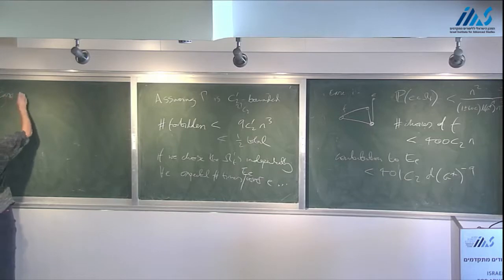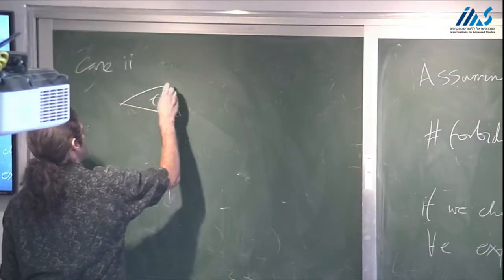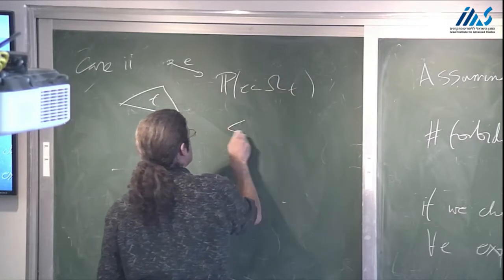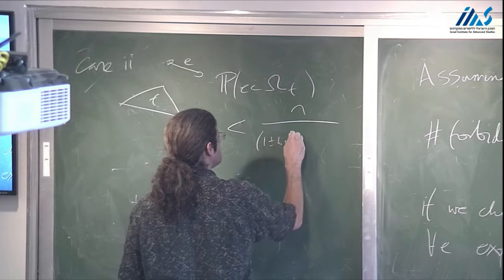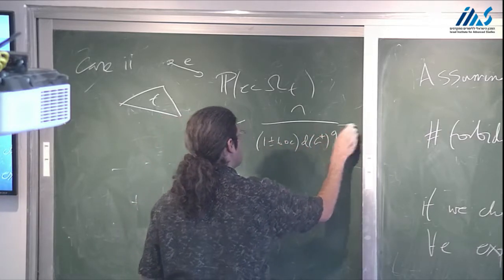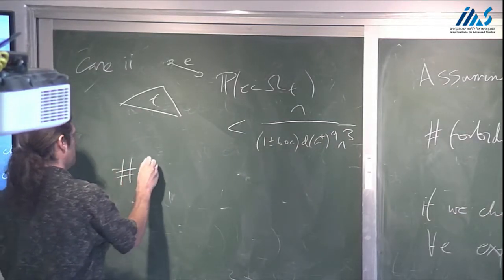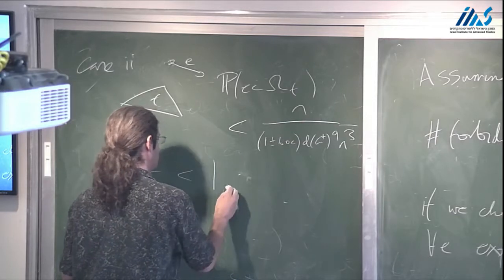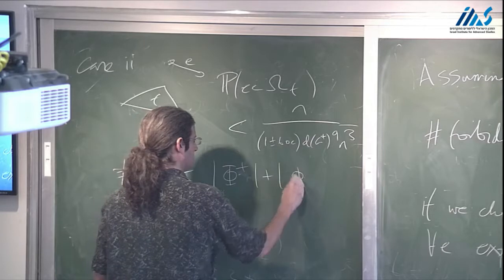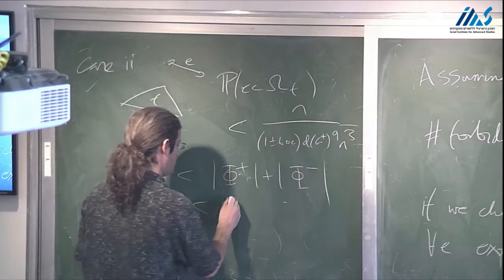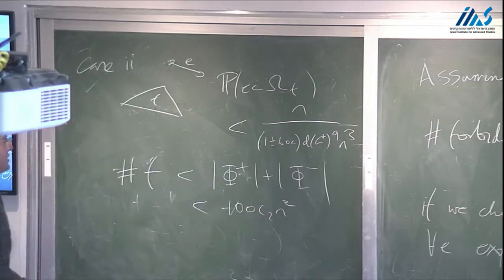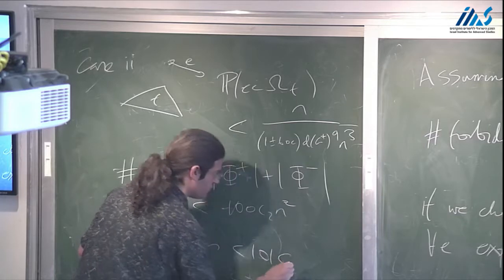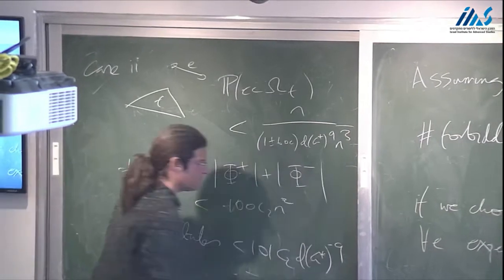So in case two, here's F, here's E. So now the probability E is contained in omega F is less than N over this thing. And the number of choices for F, just the total, so size of the set, is less than 100 C2 n squared. So this contributes less than 101 C2 dg star to the minus 9.